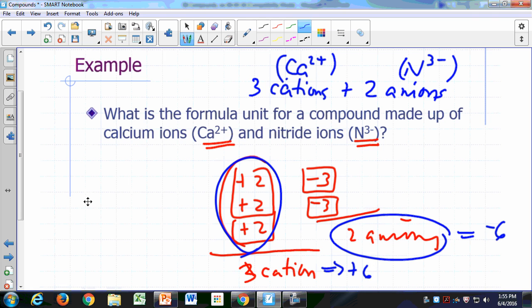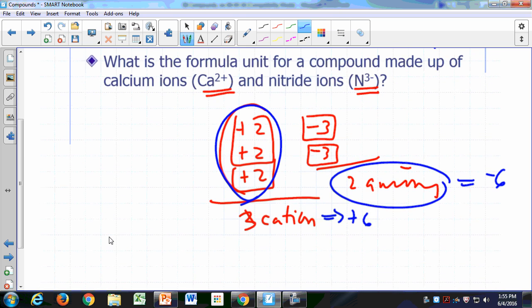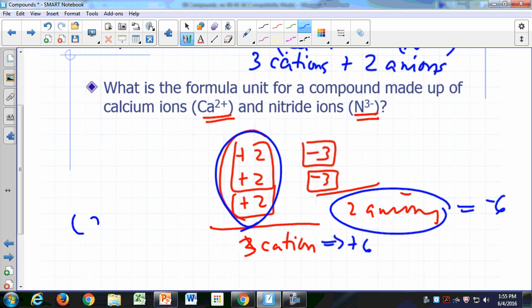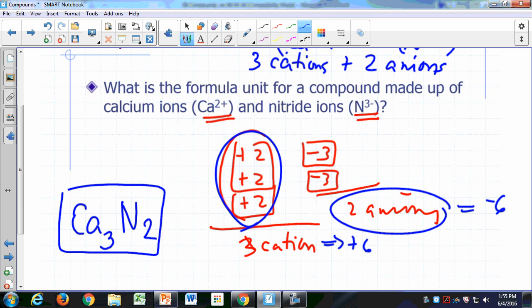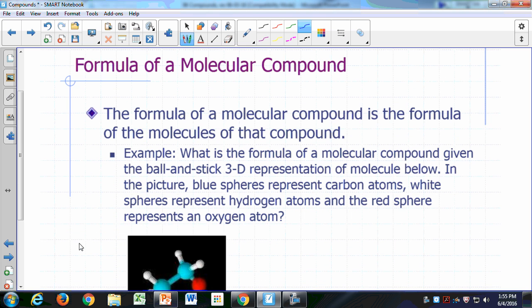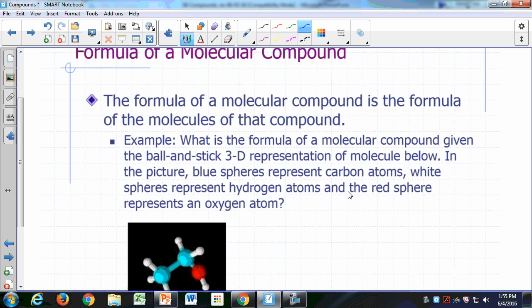So when you write the formula for calcium nitride, the way you would do it is you would say calcium ions, there's 3 of them, and nitride ions, there's 2 of them. So you use subscripts to indicate how many of each ion you have in the formula unit. But when you put the formulas together to form the formula of the compound, you omit the charge. Okay? So the formula of a molecular compound, like I said, will just be the formula of the molecules of that compound because the formula unit is the molecule.